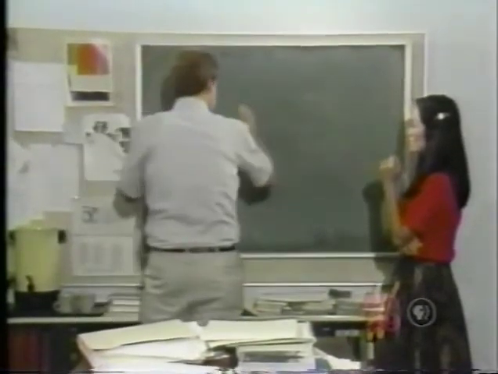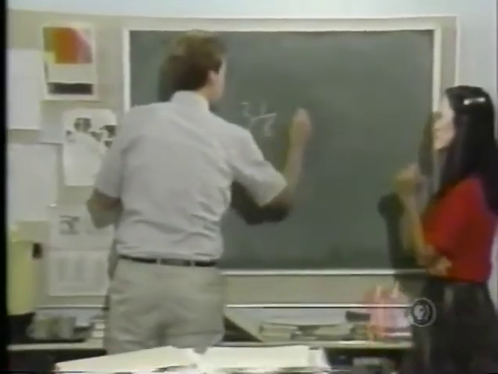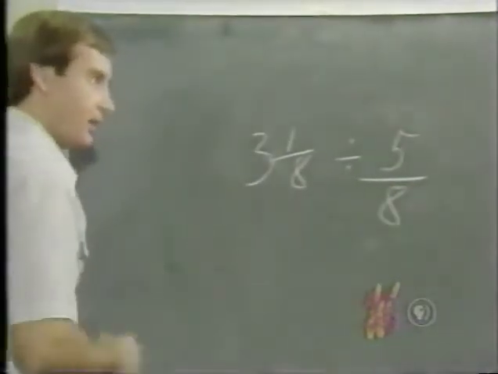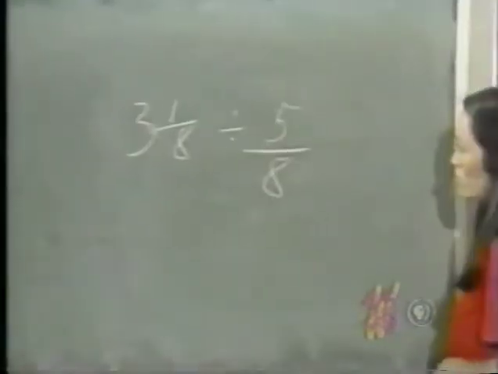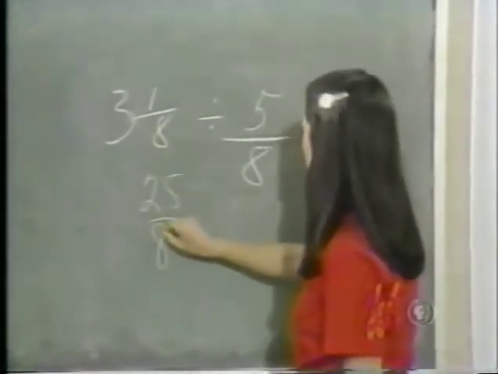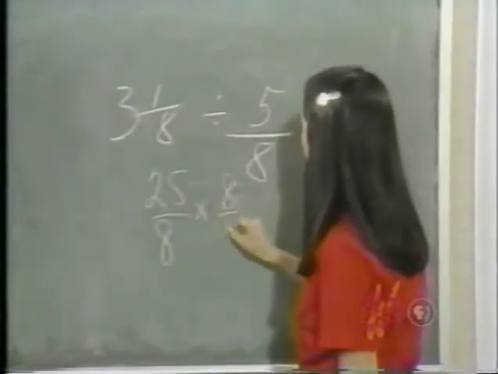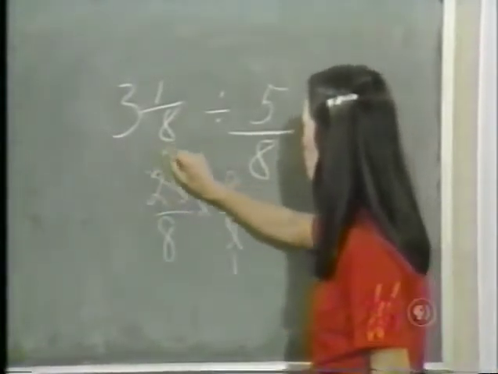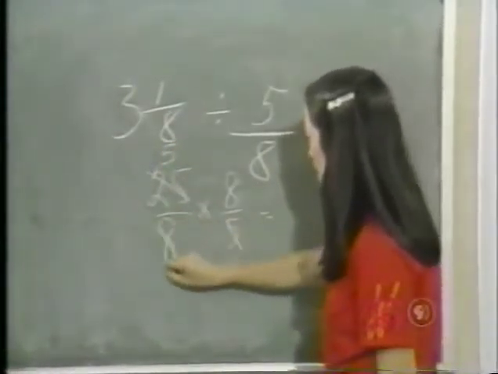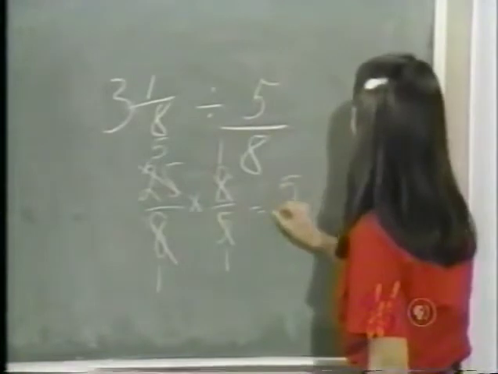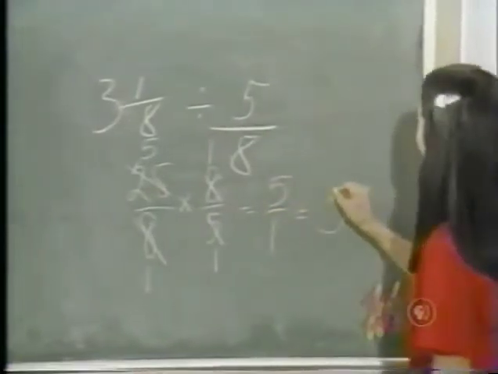Let me show you what I mean. 3 1/8 divided by 5/8. Okay, operate. 3 times 8 equals 24, plus 1 equals 25/8 times 8 over 5. Now, 5 goes into 5 once. 5 goes into 25 5 times. The 8's just cancel out. So we get 5 over 1 times 1 over 1 equals 5 over 1. Or just plain 5. By Jove, I think she's got it.